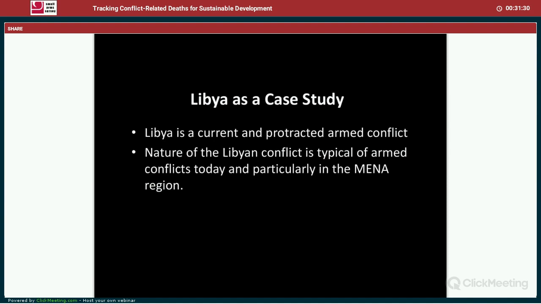So why Libya as a case study? It's a current and protracted armed conflict, and not to say that Libya is a typical conflict, but the nature of the conflict is typical of conflicts in the MENA region. Since the end of the Gaddafi regime, Libya has experienced a high level of political unrest and armed violence, marked by competing governments, competing authorities, armed actors, failed states, and radical actors like ISIS and Al-Qaeda.